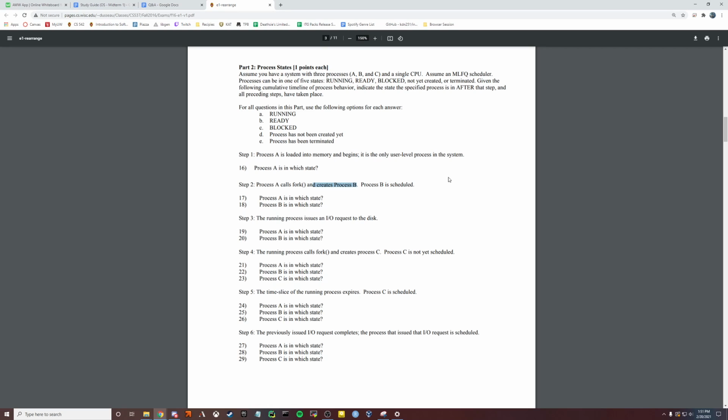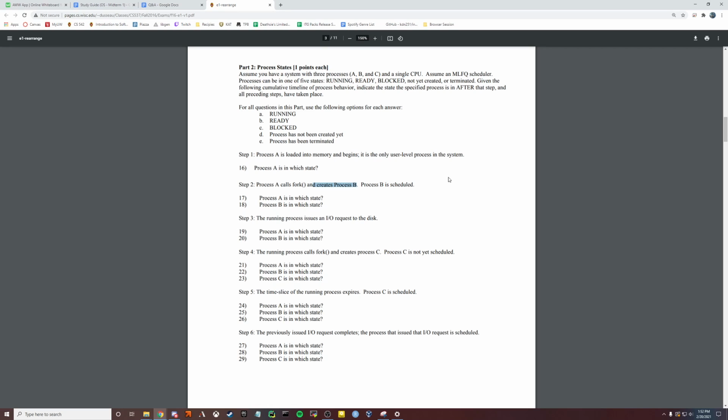Yeah, I also want to point out that for step 1, it does specify that process A is loaded into memory and begins, and the same isn't true for process B. It doesn't specifically tell you that process B begins. So they might be trying to differentiate between a process being scheduled and a process actually running.